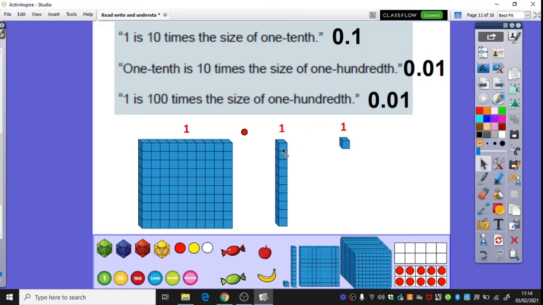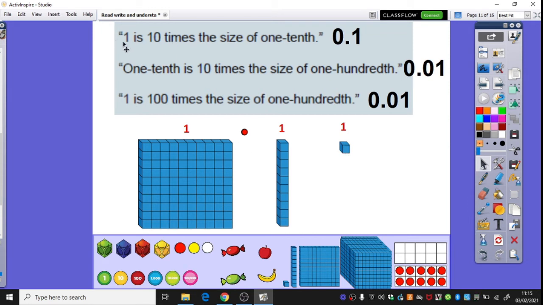Now, when we have a look at the relationship between tenths and a whole here, we can see that 10 tenths are equal to 1 whole. So we need 10 of these tenths in order to make 1. Here then, we've got our hundredths column. And we can see here that in order to make a tenth, we need 10 hundredths to equal 1/10. And in order to make 1 whole, we actually need 100 hundredths to make 1 whole.